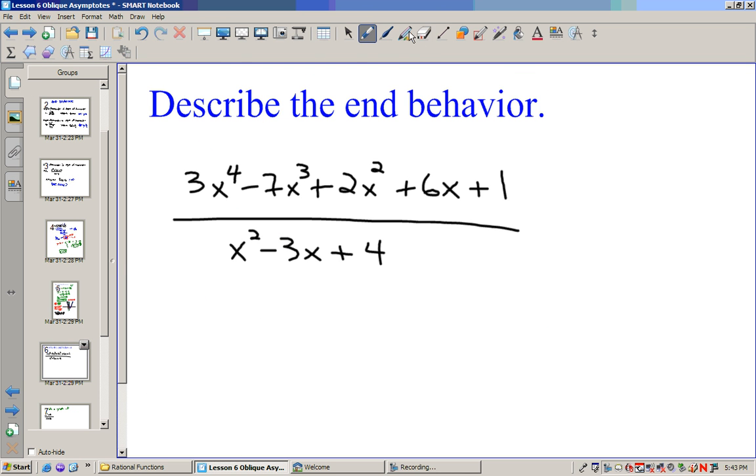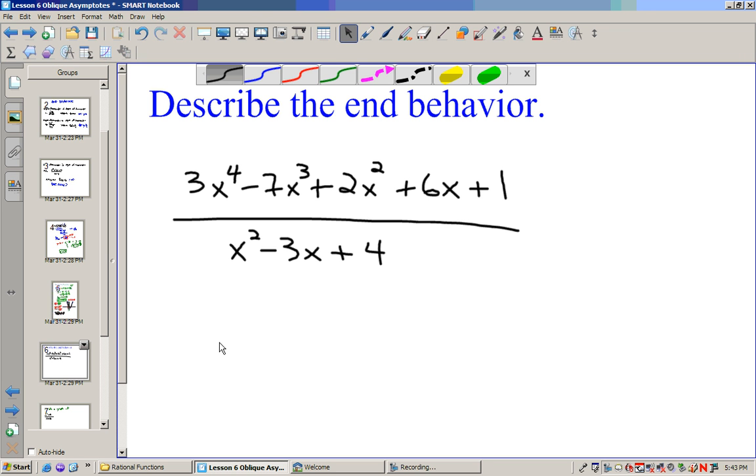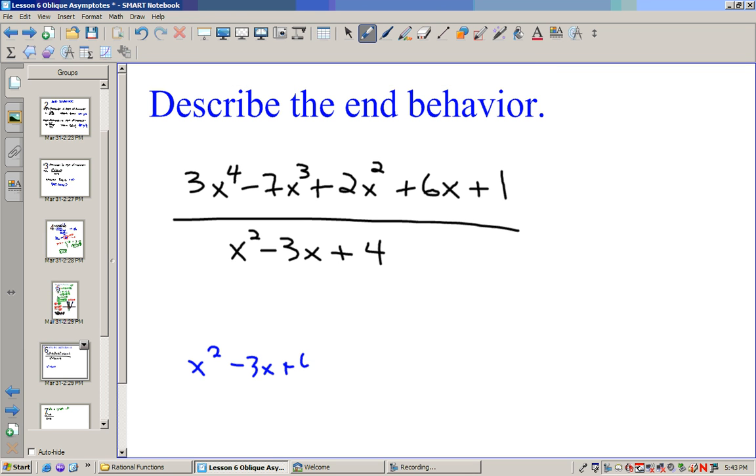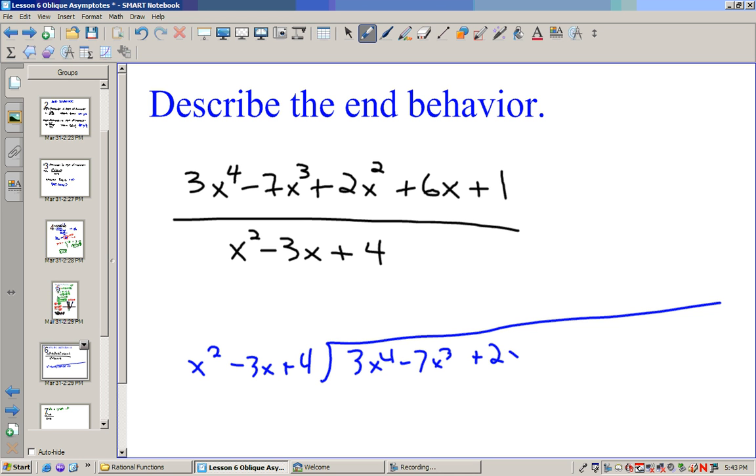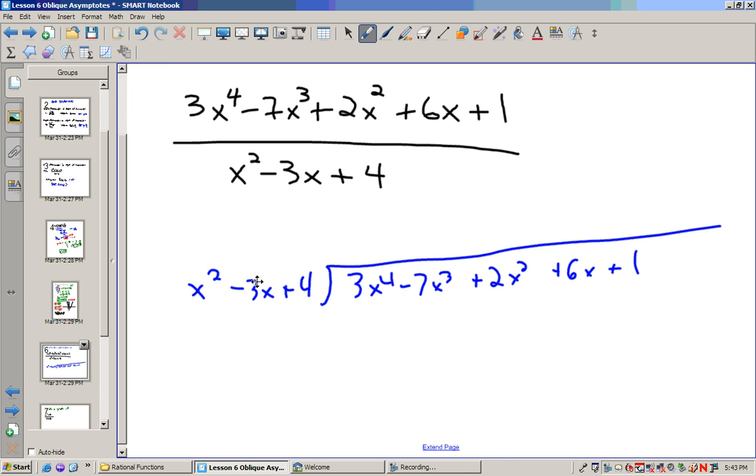Alright, now let's describe this end behavior. What we do here is to find the end behavior, we actually divide it. So we have x squared minus 3x plus 4 divided into 3x to the 4th minus 7x to the 3rd plus 2x squared plus 6x plus 1. Now pause the video, see if you can figure this out on your own so you remember this. When you're done, just hit play again.